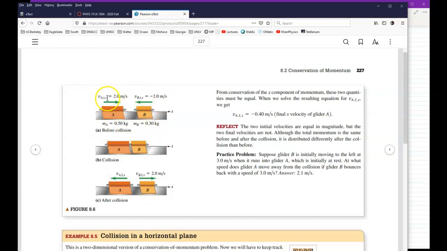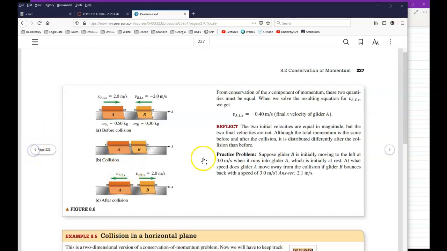And before collision, look at the symbolism he uses. It's a little bit different from mine. So anyway, the initial velocity of A is 2 meters per second, and the initial velocity of B is negative 2 meters per second. Okay? So this is before collision. And then after collision, right here, they rebound in opposite directions, as you can see. And now he says that glider B is going with 2 meters per second. Remember, it started with negative 2, so it kind of retained the same speed. Now he's asking the question, what is the final velocity of glider A? Got it? So that's what we're going to be solving.